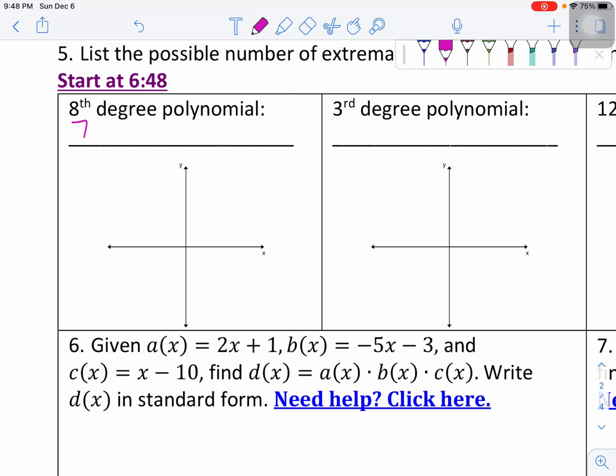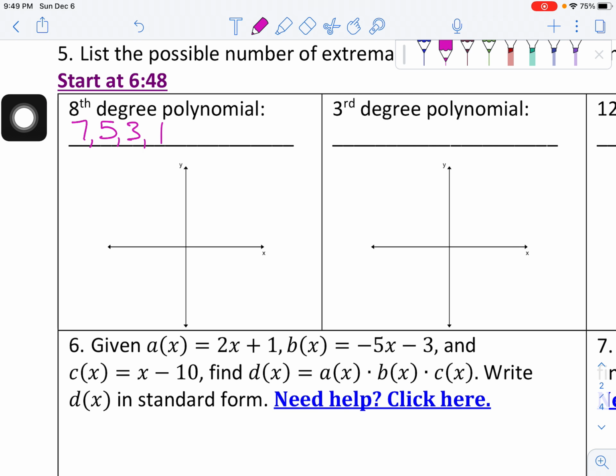All right, an 8th degree polynomial can have 7, 5, 3, or 1 extrema. So basically, the quick way for me to do this is whatever the degree is, drop it by 1, and then in this case we're talking about odd numbers, so it's all the odd numbers below that original degree. So 7, 5, 3, 1, and that's all the possible extrema.